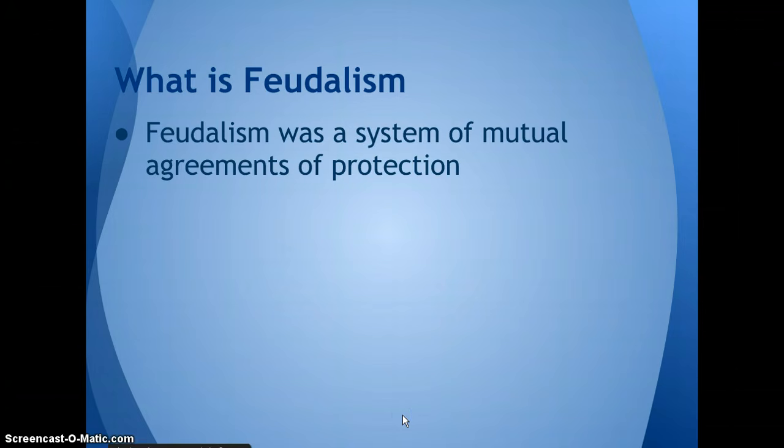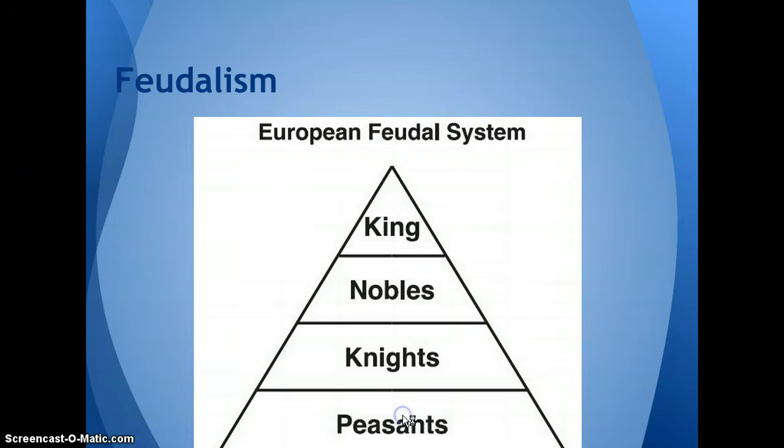Something else we need to talk about is what is feudalism? Feudalism was a system of mutual agreements of protection. So essentially people were united under this and either traded military or land for goods and services and things like that. Let's take a look.